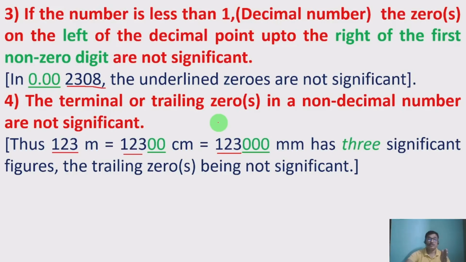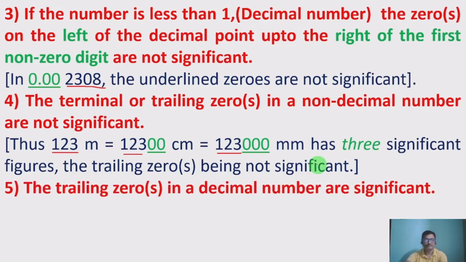and the same is observed from the first rule. There, the first observation we got is that even the choice of unit does not change the number of significant figures. In the first one, 123 meter, all three are significant. Here also it should be three only, and here also three significant figures only. Therefore, as three significant figures, the trailing zeros are not significant, from the first observation. And the fourth rule says that trailing zeros in a non-decimal number are not significant.